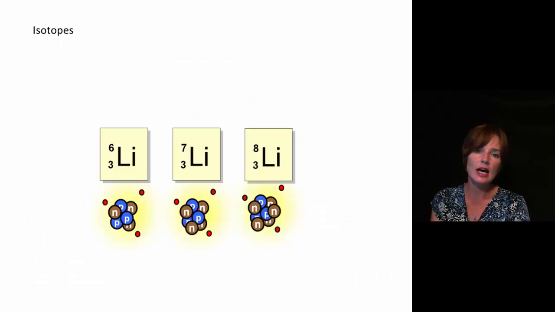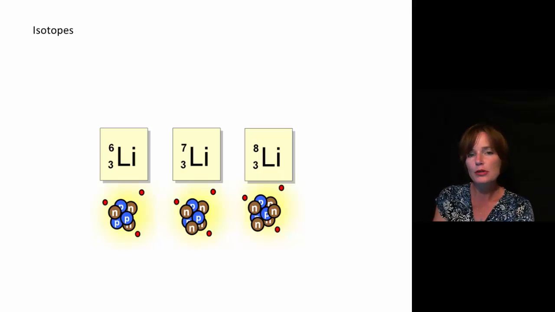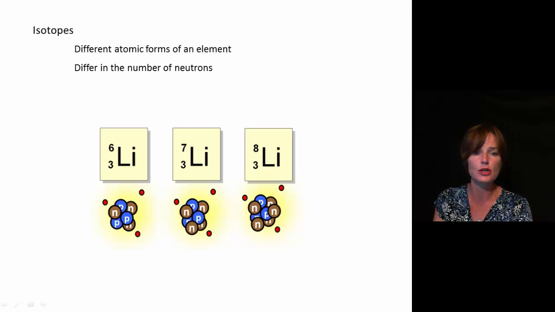Now, if we look at an atom, we can see that the number of protons is not going to vary. It's very characteristic for a particular element. But what can vary is the number of neutrons that are there. And when we do have different numbers of neutrons, we refer to those as isotopes. Isotopes are going to be just different atomic forms of an element, so different atoms that actually represent the same element, but they do have that different number of neutrons.